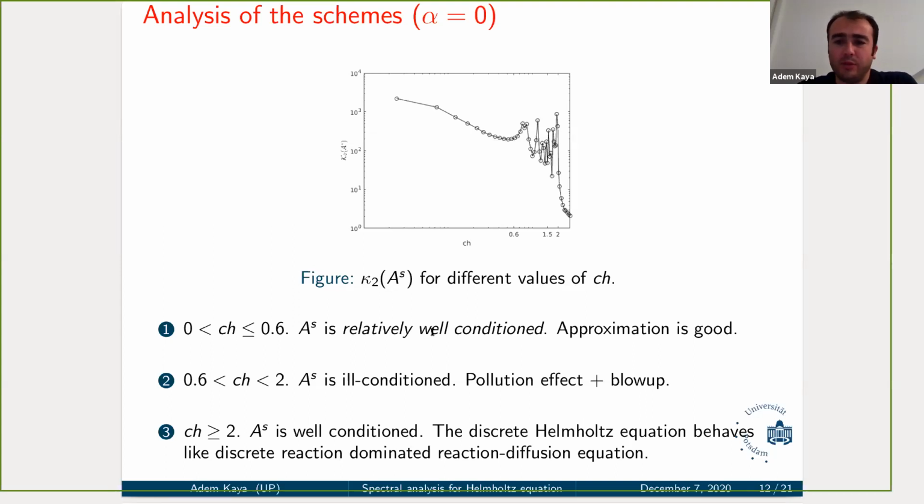And because of this, I prefer to say relatively well conditioned. And in this region, the numerical solution is a good approximation to the exact solution. In the second region, AS is ill conditioned, and we see the pollution effect, and we may see blow up also. And in the third region, AS is well conditioned. The condition number is close to 1. However, here there is another problem. The discrete Helmholtz equation behaves like a discrete reaction dominated reaction diffusion equation in this region.